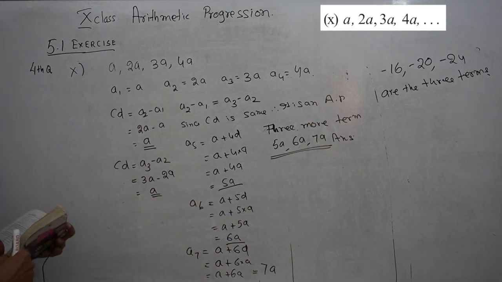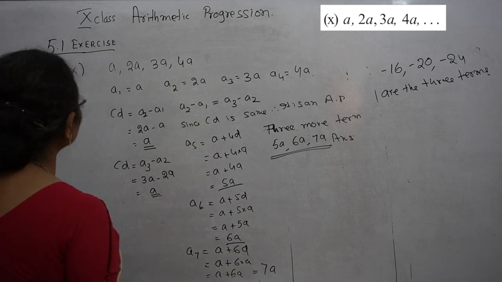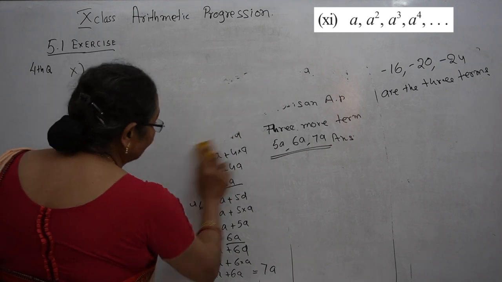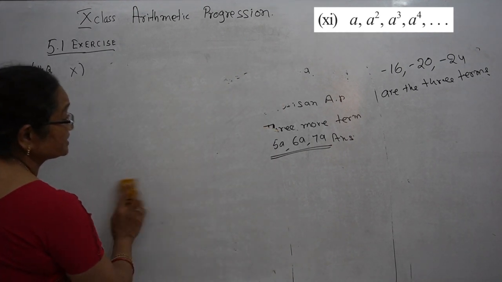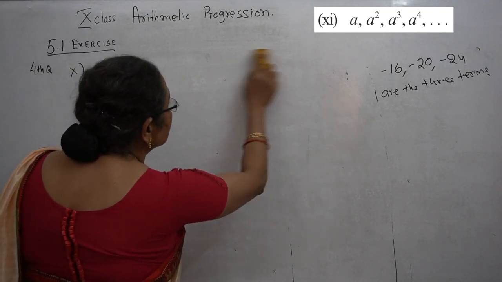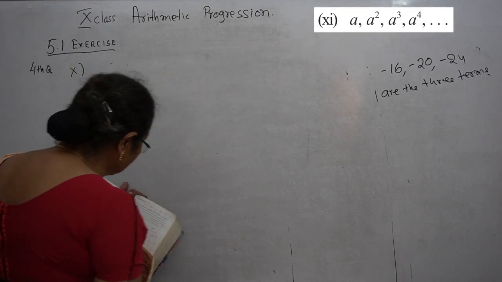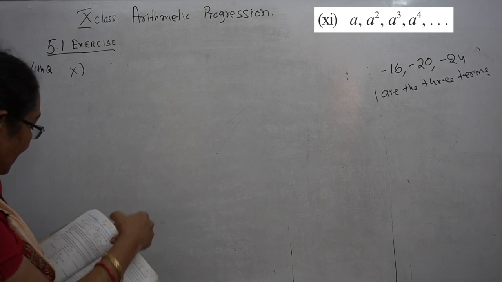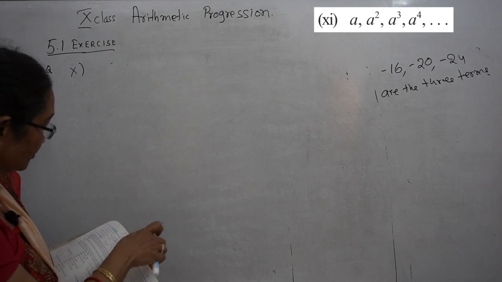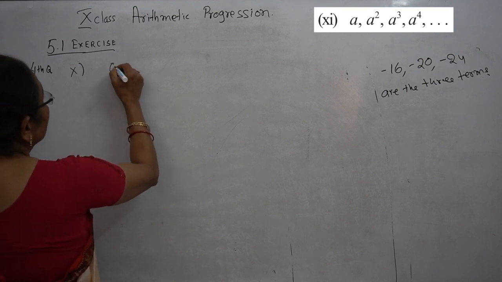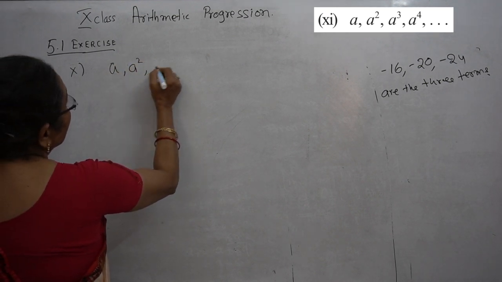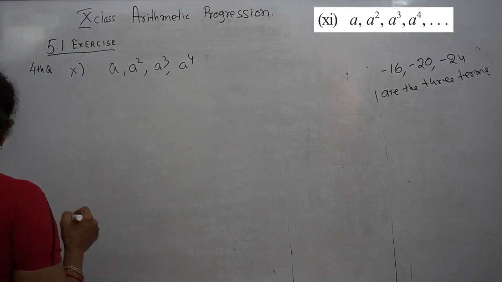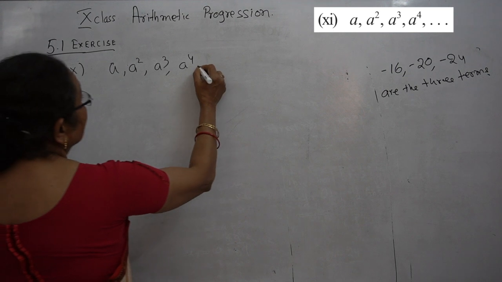Okay, now let's go for the next sum. The 10th is over. Now the 11th sum. Not a sum, the 11th part of the 4th question. These are the parts we are doing. There are so many parts in the 4th sum. So this is a, a square, a cube, a to the power of 4, dash, dash, dash.